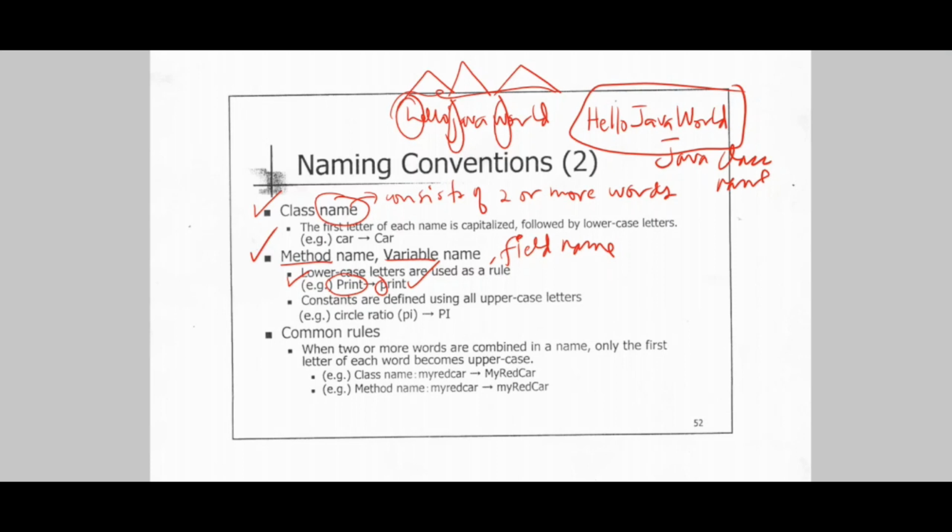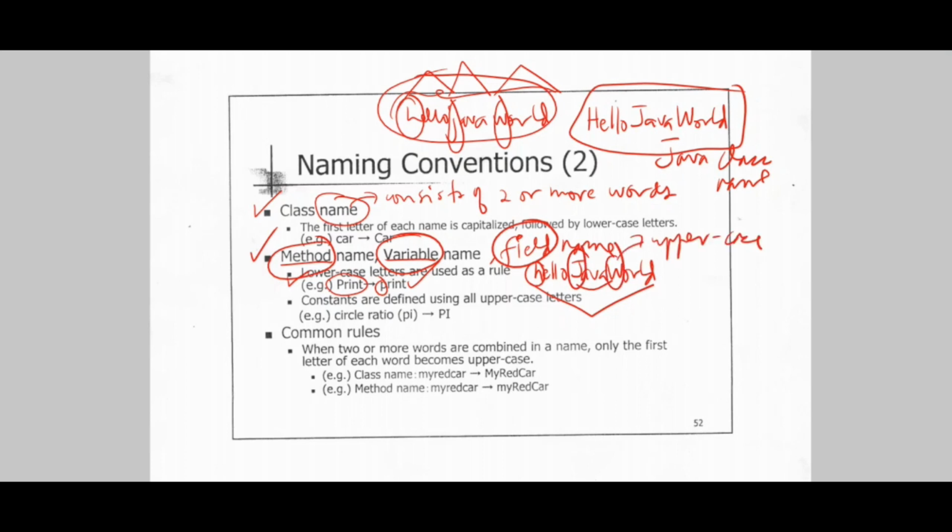But if the name again consists of two or more words like hello Java world, and it is a method name, a variable name, or a field name, then it should be written as helloJavaWorld. Starting from the second word up to the last word, each word's first letter is in uppercase. All the rest are small letters or lowercase.